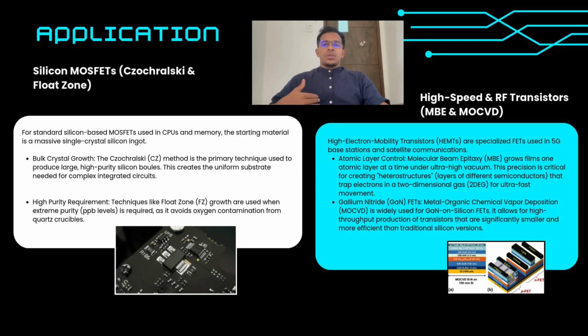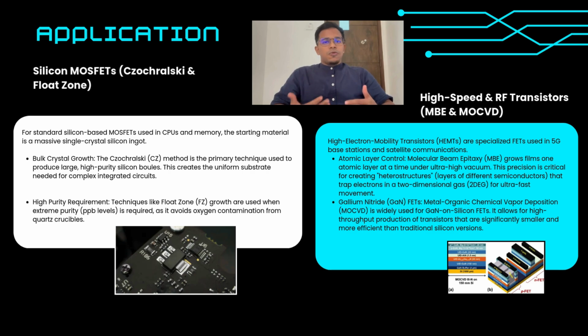However, when we need extreme purities at the parts per billion level, we turn to float zone growth. This specific method avoids oxygen contamination from the quartz crucible, ensuring the material is as clean as possible for higher performance applications.